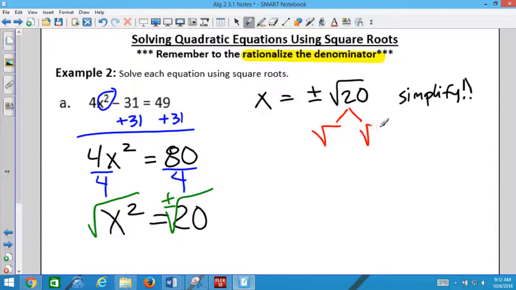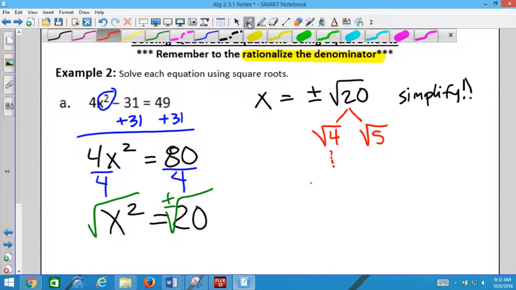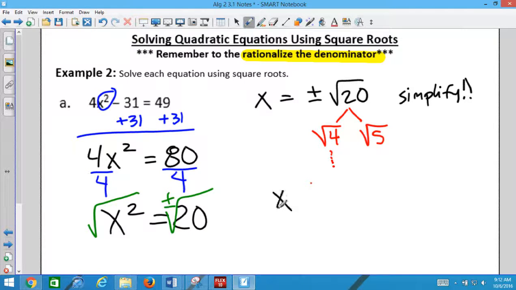You have to break down 20 so that the first number is a perfect square. What perfect square divides into 20? 4 goes in 5 times. What's a perfect square mean? It means that I can take the square root of it. 2. So I now have x equals plus minus 2 square root 5.